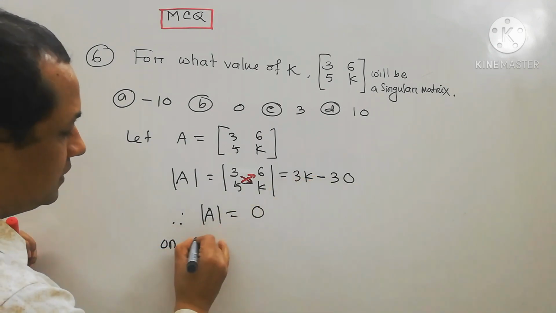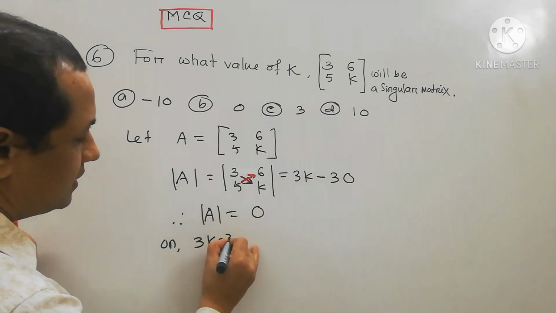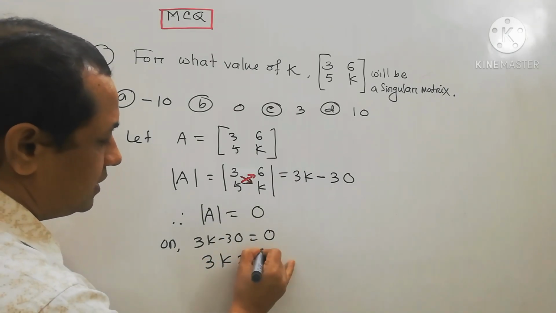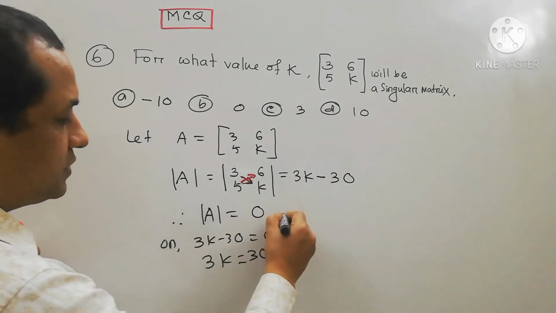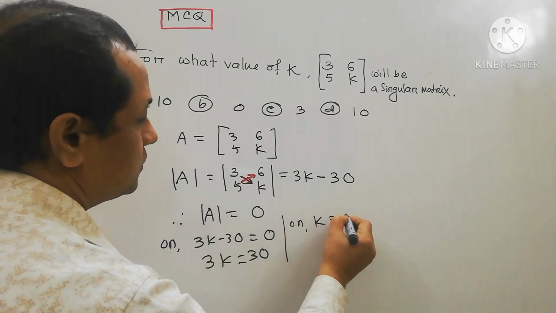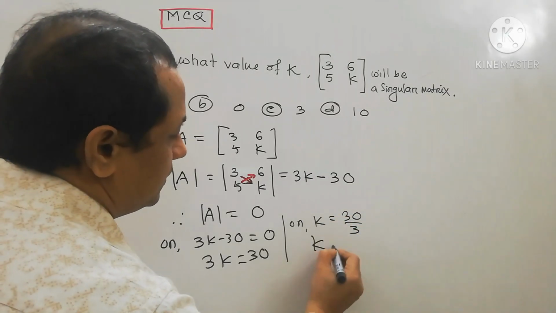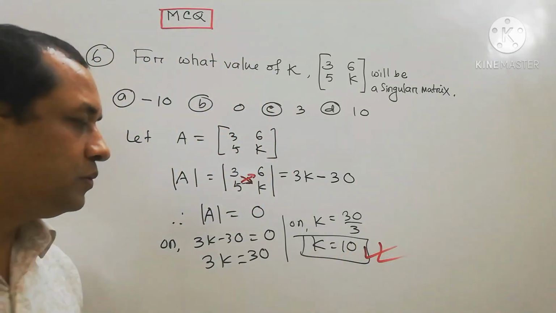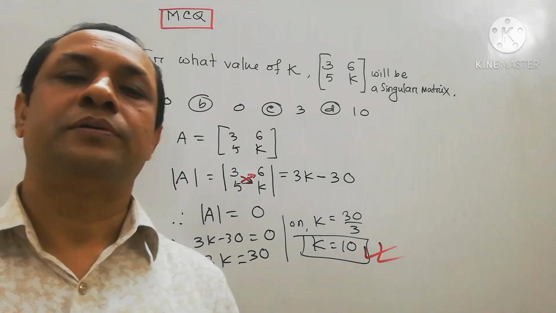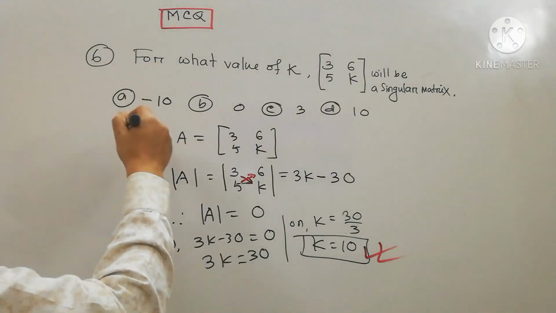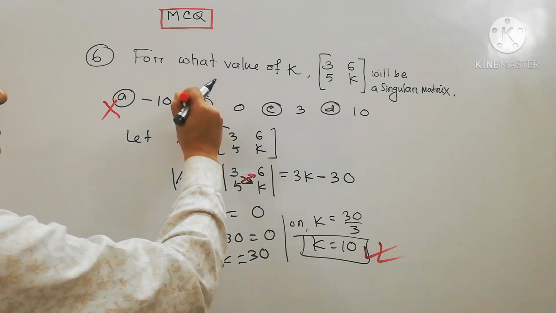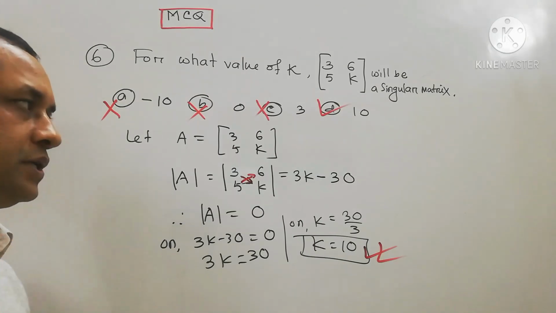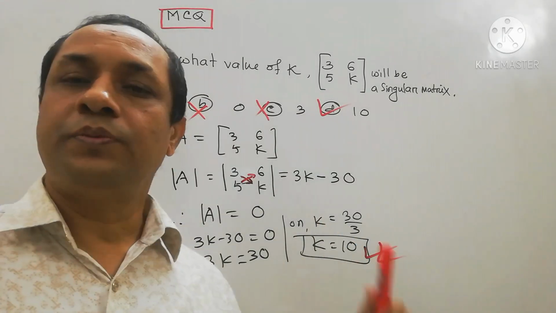Now putting the value of the determinant of A, 3k minus 30 equals 0. So student, 3k equals 30, take the 3 to the right side, k equals 30 by 3, so the value of k equals 10. So here the value of k equals 10. Option A is cancelled, B is not acceptable, C is not acceptable, so the answer will be option D. So the value of k equals 10.